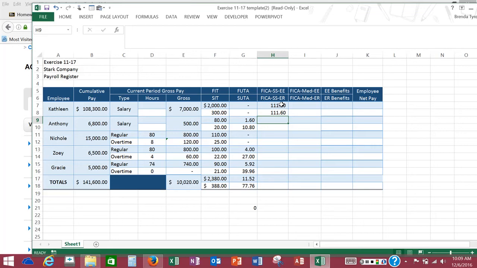Now we look at the rest of the employees, Anthony, Nicole, Zoe, and Gracie, and none of their cumulative pay is near the wage cap limit. So you can do the calculation to see how far away they are from the wage cap, but really you can just eyeball it and know that the gross pay is going to be the smaller number, so you'll take the gross pay times the 6.2%. So let's go ahead and do that for these employees.